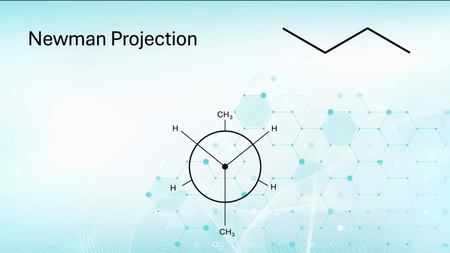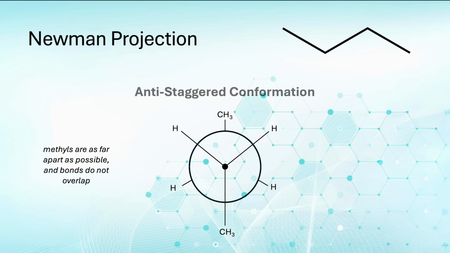Notice that in my drawing, the methyl substituents are the largest group on both the front and back carbons. Also notice that the methyls are both as far apart from each other as possible, and the bonds on the front and back carbons don't overlap. This conformation is called the anti-staggered. The anti refers to the fact that the largest groups are as far apart as possible, and the staggered refers to the fact that none of the bonds overlap.